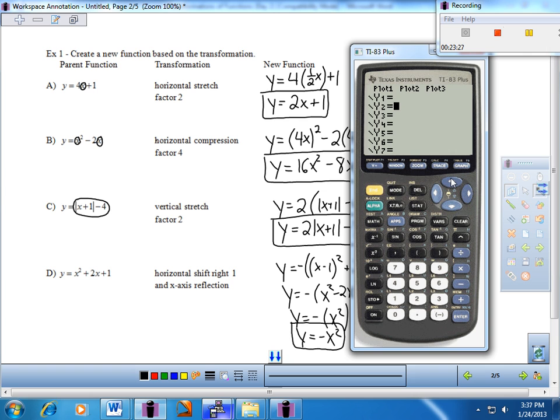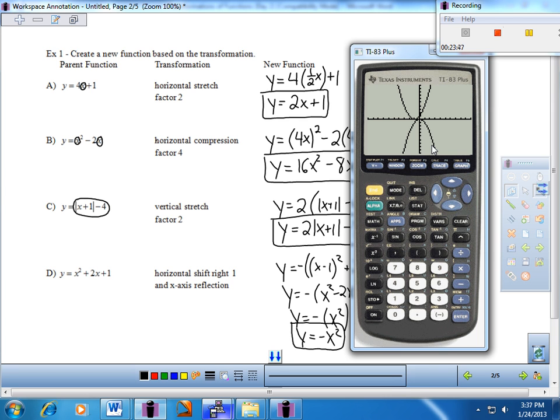And let's see. I have x squared plus 2x plus 1. There is your parent function. I want to move that 1 unit to the right and also flip it over the x-axis. And apparently, to do that, this would be the function that would make that happen. Let's see. Oh yeah, that looks great. There's the original. It moved 1 to the right and flipped. There you go.